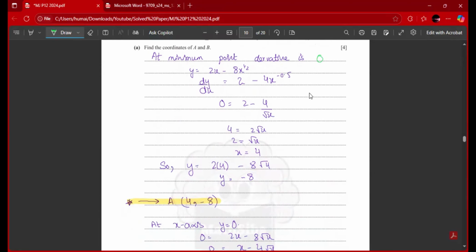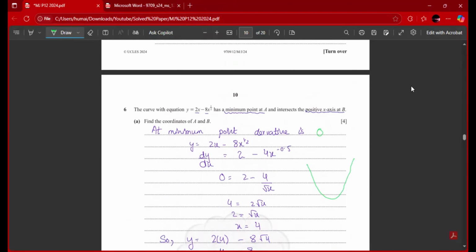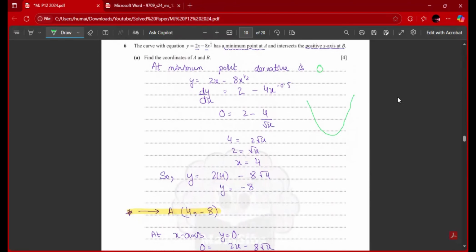Let me show you why 0. Let's say this is my graph. It's possible that this is not the graph of the equation, but let's just say this is the graph. So this is the minimum point. What is the gradient? To find the gradient, we draw a tangent at this point. Well, this is my tangent.